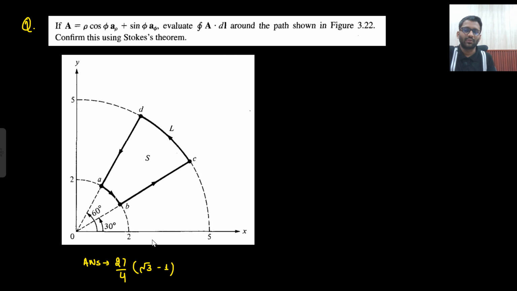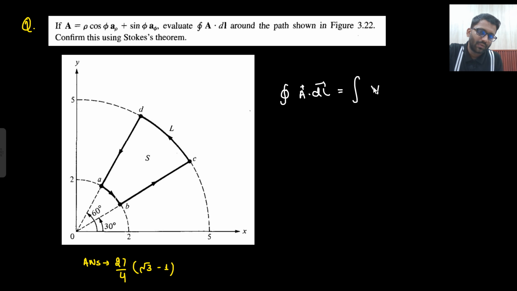Let's solve some questions. This question we have already solved. We went from A to B, B to C, C to D and D to A. But now we will solve it with the help of the theorem. So this is a closed line. How will we solve it? The closed line integral of A dot dl equals the surface integral of del cross A dot ds. So first our target is to find del cross A.